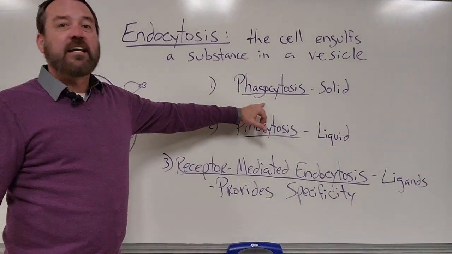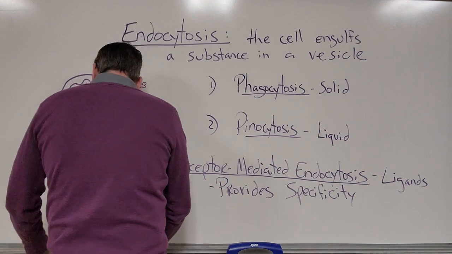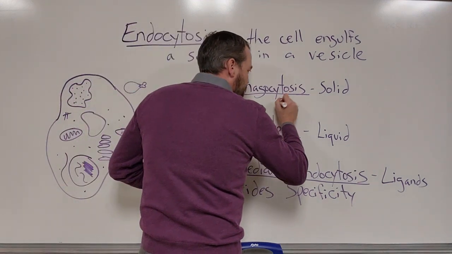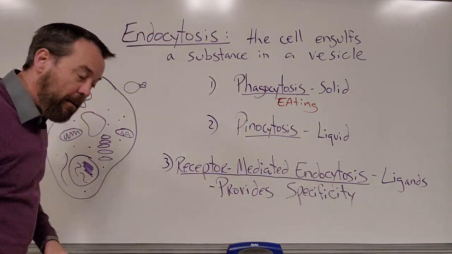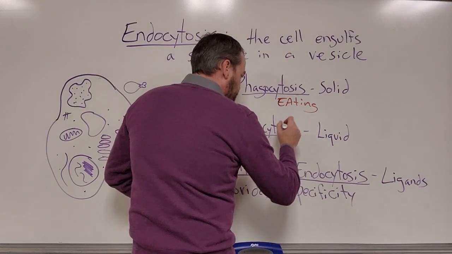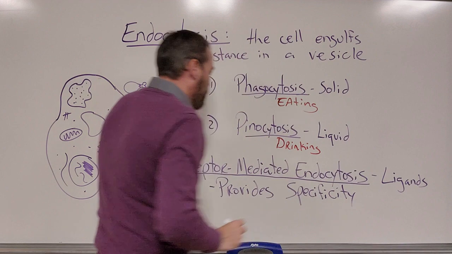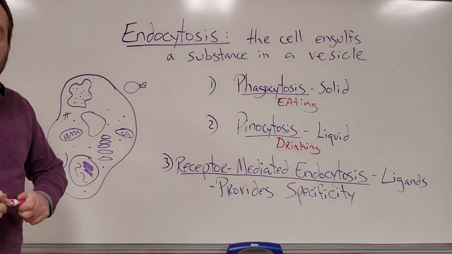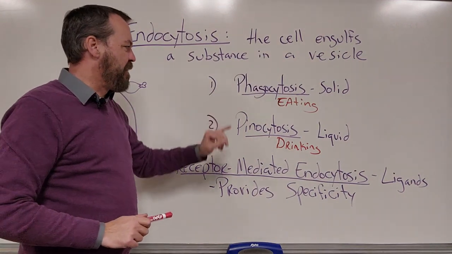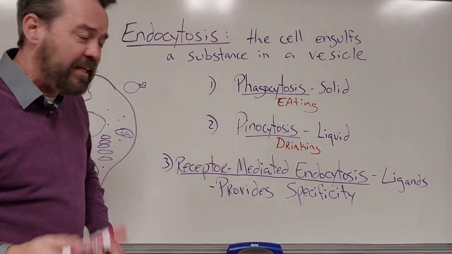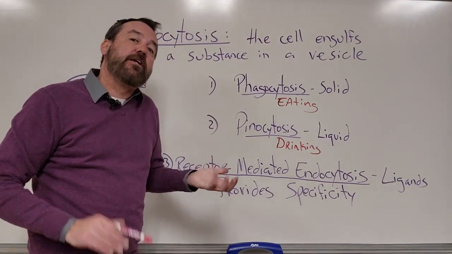If the substance is a solid, we call it phagocytosis. So we think that the cell is eating. If it's a liquid substance, then we call it pinocytosis. So the cell is drinking. And then lastly, we have receptor-mediated endocytosis, which we'll get into in just a second. But for now, let's look at phagocytosis and pinocytosis, because these engulf non-specifically. If the cell bumps into it, it's going to try to put it in a vesicle.